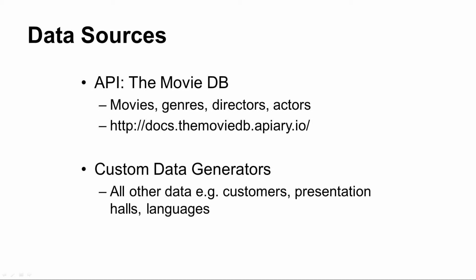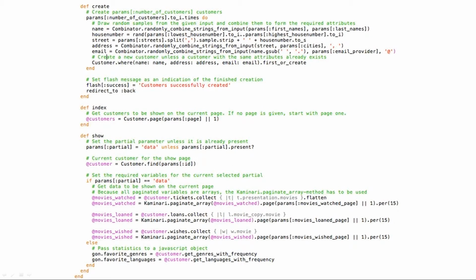These generators allowed us to fill our databases with customer information, presentation hall details, and movie language information, for example. To create these, we used the Ruby on Rails programming language. Here is the code for the customer data generator.